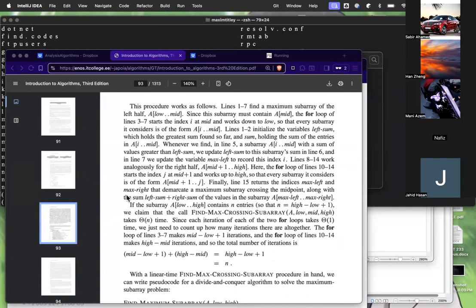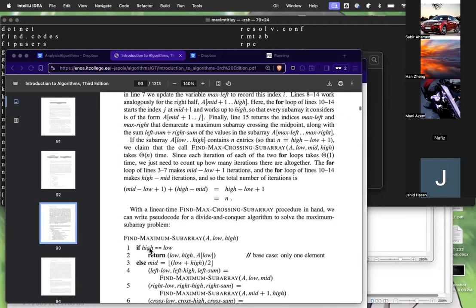Let's suppose that we have two different loops, okay? And we need to actually move between high and lows. So here you have an equation: mid minus low plus 1, plus high minus mid, equals high minus low plus 1. Everybody see that?